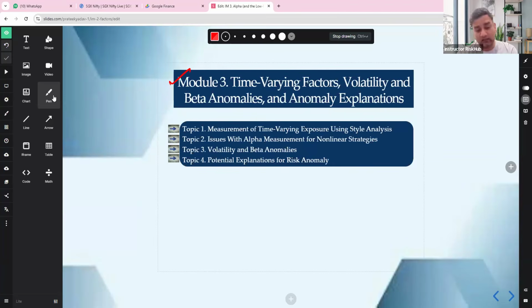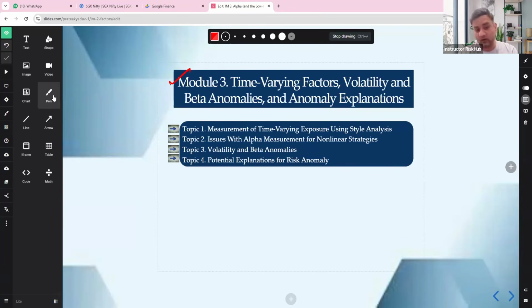What we are trying to do here is answer three big questions. First question: do factor exposures change over time? Yes, portfolios evolve. Is alpha always real? No, sometimes it's mismeasured, I would say. Does higher risk always lead to higher return? Surprisingly, not always. That's an anomaly which we need to understand. That's why there's volatility and beta anomaly.